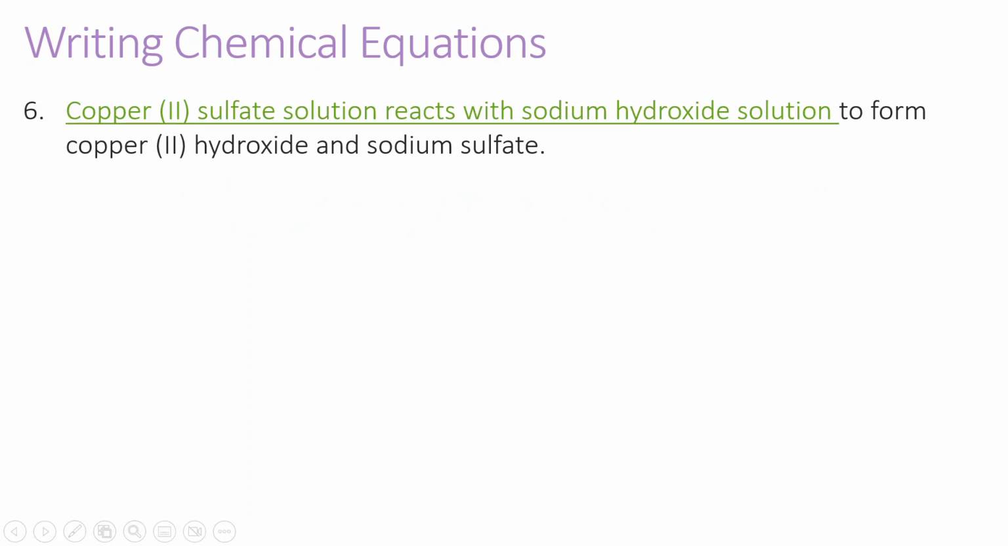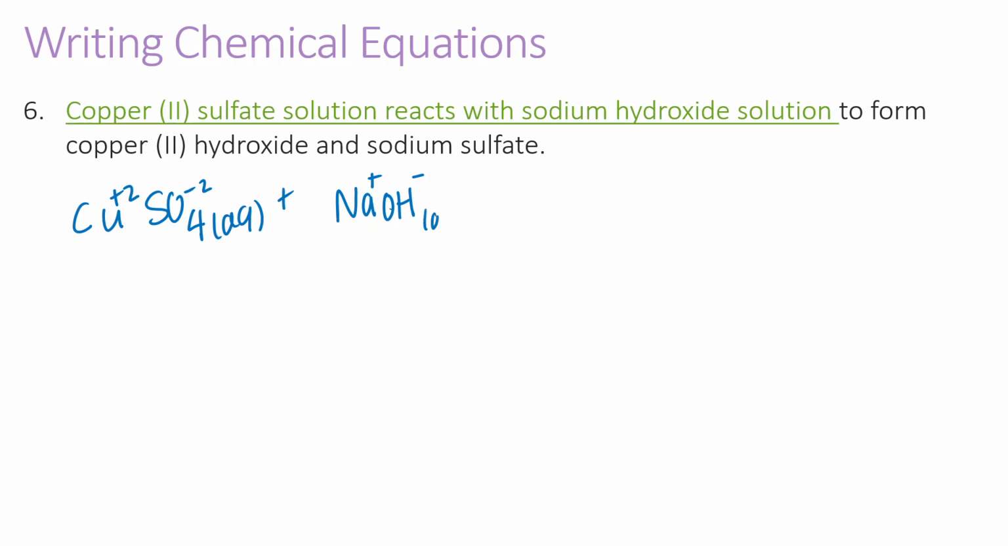Copper(II) sulfate solution reacts with sodium hydroxide solution. So we have Cu2+ here, and sulfate is going to be 2-. And it says that this is aqueous. This is going to react with sodium hydroxide. These are all ionic compounds, so we have to make sure their charges add up to 0. Plus and minus 1 does, and it says this is a solution.